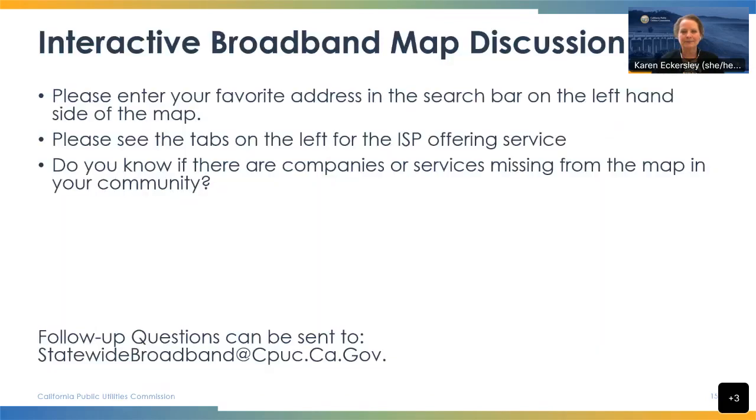We're going to pause again for questions and to give you a chance to try using the California Interactive Broadband Map for yourselves. Please enter your favorite address in the search bar on the left-hand side of the map. See the tabs on the left for the ISP offering service. And do you know if there are companies or services missing from the map in your community?